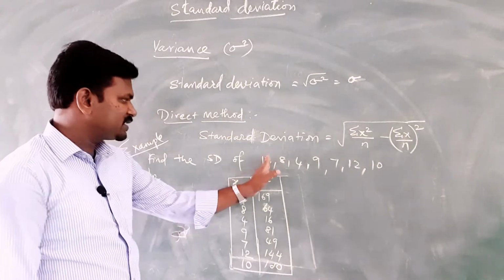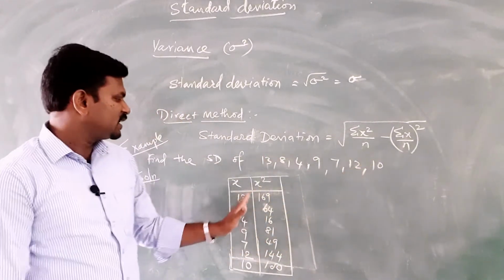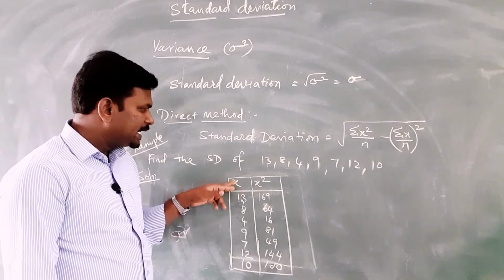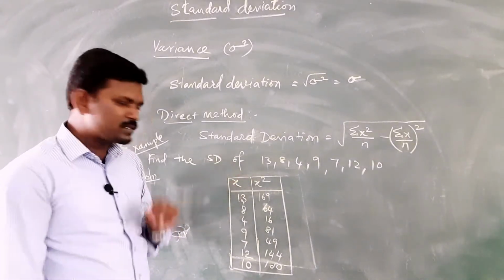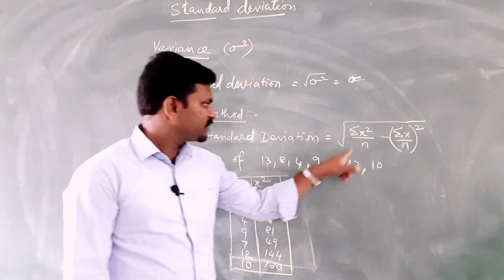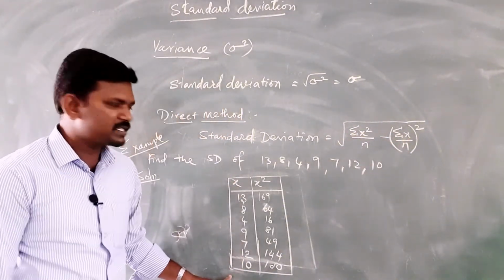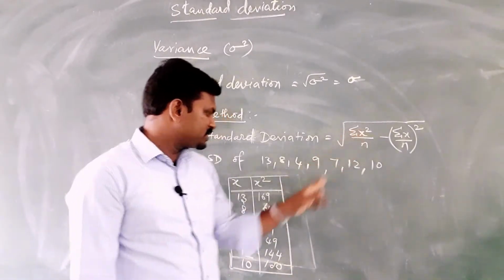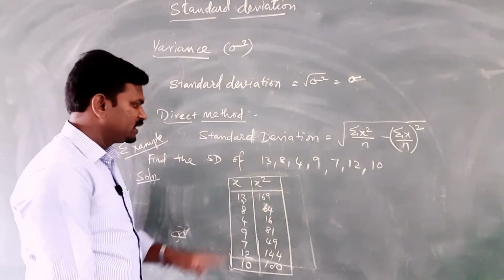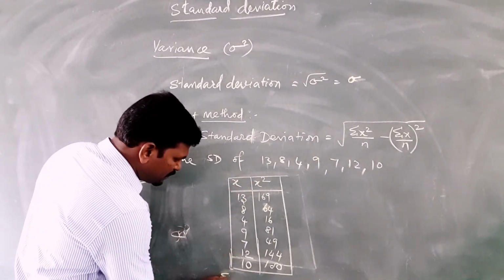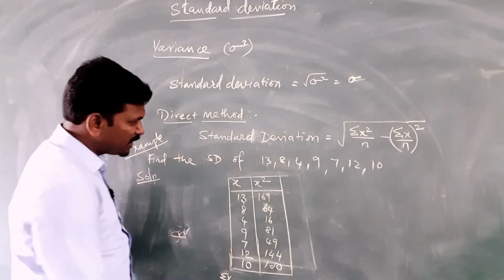100. The observations x are given, and we have squared them. So why have we written x and x square here? Because we have to find the sum of x. If we add all the x, we get the summation of x, and the sum of x squares is also what we have to find. That is why we are finding x and x square. So add all the sum of x.